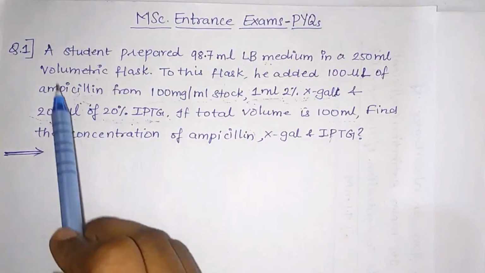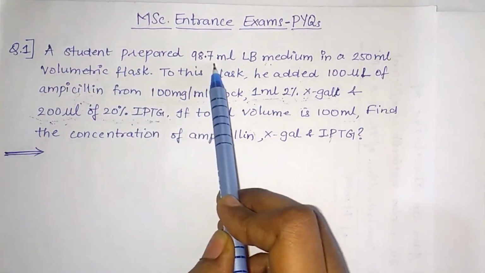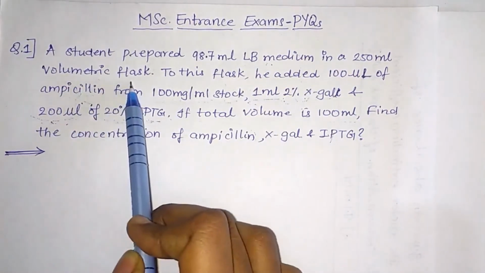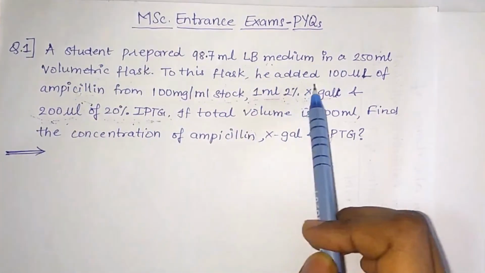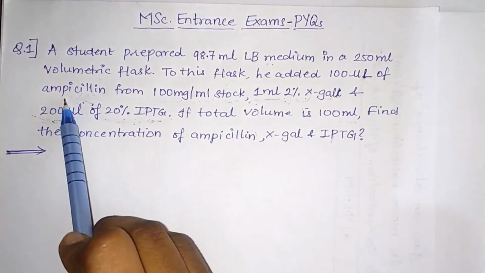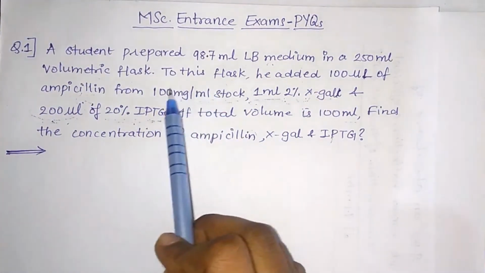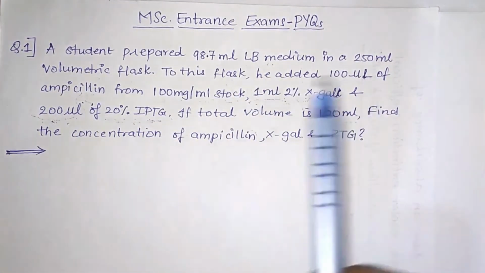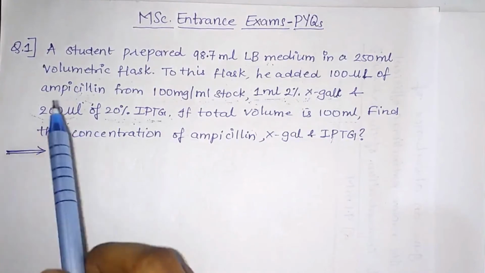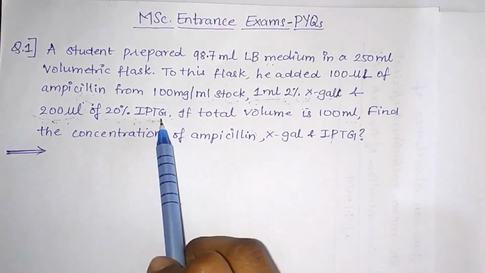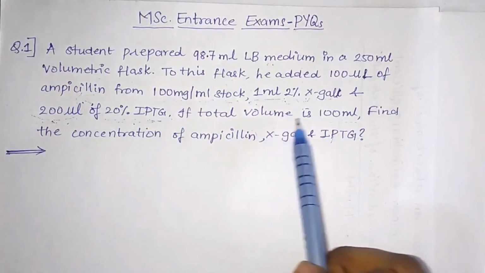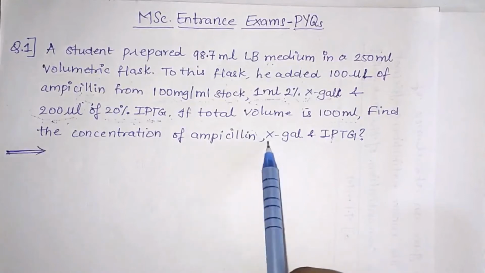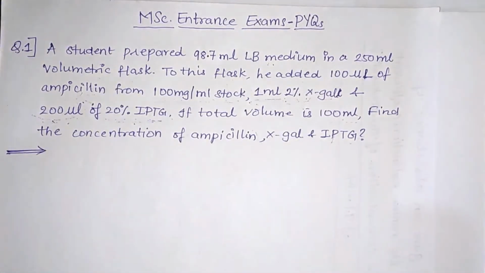The question says, a student prepared 98.7 ml LB medium in a 250 ml volumetric flask. To this flask, he added 100 microliters of ampicillin from 100 mg per ml stock, 1 ml 2% X-Gal and 200 microliters of 20% IPTG. If total volume is 100 ml, find the concentration of ampicillin, X-Gal and IPTG.